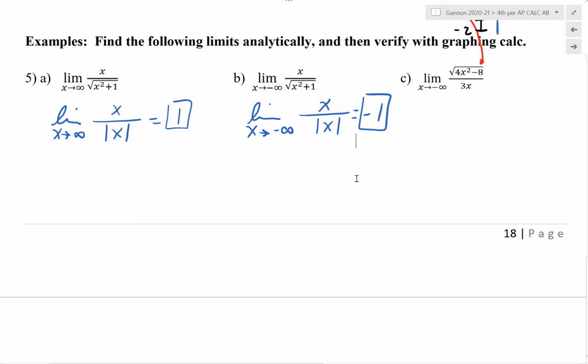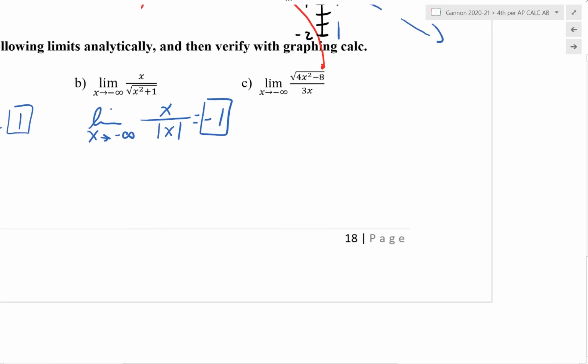All right, so if we look at the other example, C here, we want to know the limit as x approaches negative infinity of the square root of the quantity 4x squared minus 8 over 3x. So again, we want to think about this as the 4x squared is going to dominate. Well, the square root of 4x squared is 2x. So the absolute value of 2x over 3x.